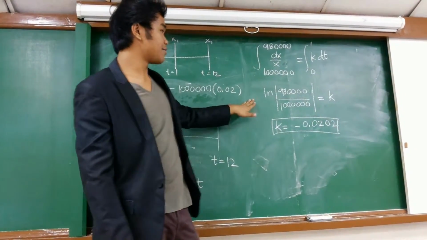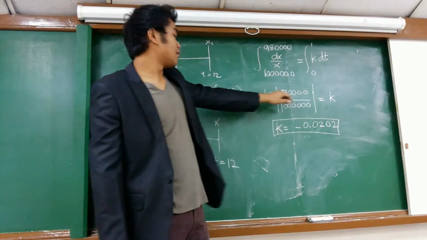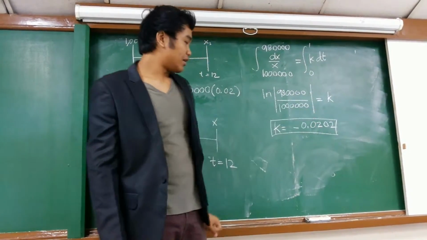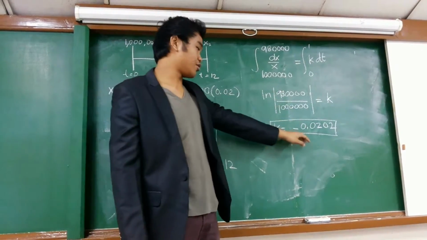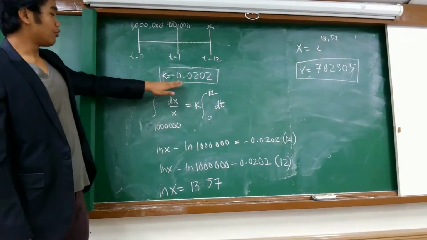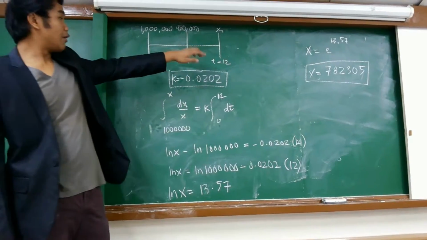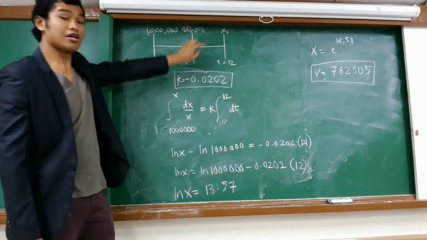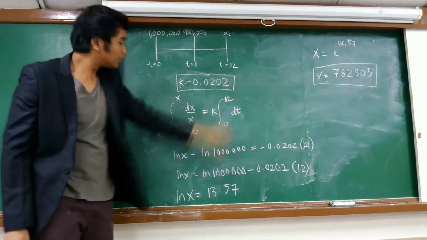So now we evaluate this. We get ln of 980,000 over 1,000,000, which is equal to k. Now we get that k is equal to negative 0.0202. So now we know the value of k. And we also know that the population is dying by 2% per month, and in a year, we have t is equal to 12.